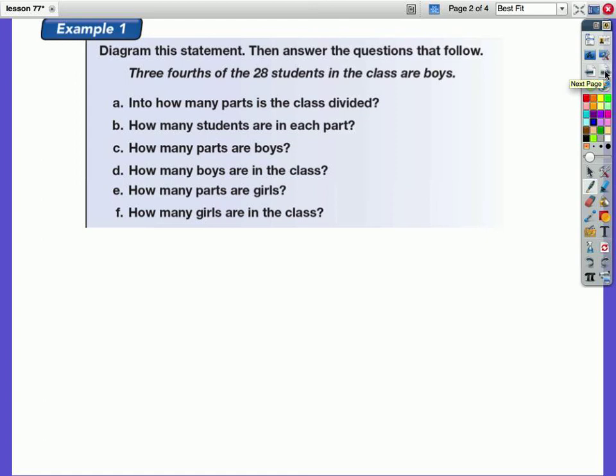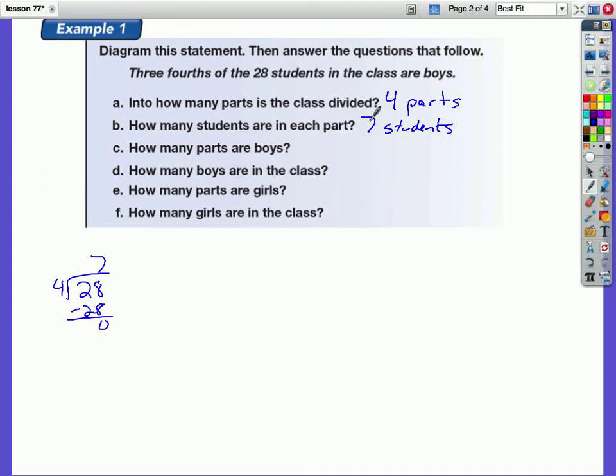Now, through the statement, we're going to answer some questions. Same sentence, 3/4 of the 28 students in the class are boys. So into how many parts is the class divided? Well, it says 3/4. Remember that the bottom number of that fraction is how many parts we have. So we're dividing the class into 4 parts. How many students are in each part? Well, if we're dividing the whole class into 4 parts, we take how many students we have and divide by that amount of parts, we get 7. So how many students are in each part? We have 7 students. And double check, 7 students, 4 parts, 7 times 4 is 28.